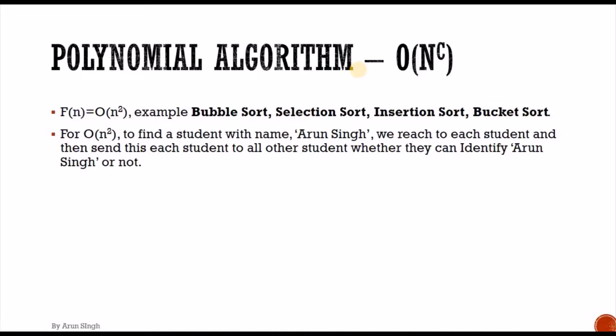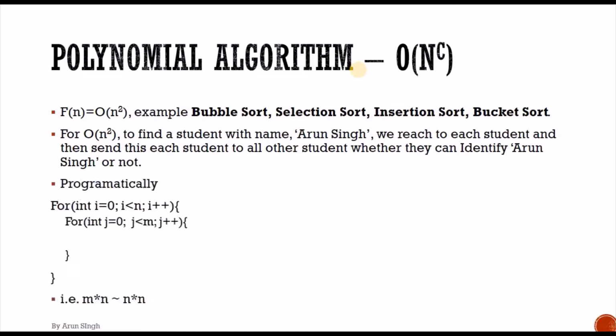What does that mean to a developer? Programmatically, I have for int i is equal to 0, i less than n, i plus plus, and for int j is equal to 0, j less than n, j plus plus. So the complexity would be this: there are two for loops, that is n cross n, n square. For bubble sort, selection sort, insertion sort, and bucket sort, my complexity is n square.